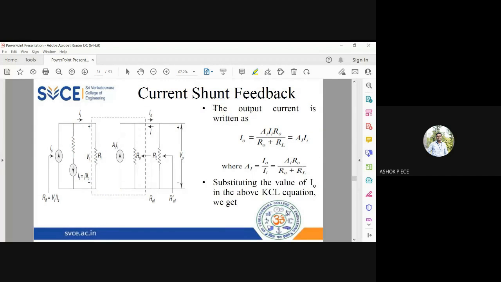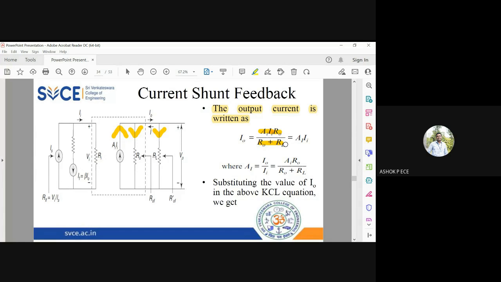For I naught, same way, using the current division technique on the output side, the total current is AI into II. It is getting split into 2. I naught is the current flowing through RL. So I naught equals the total current AI into II, into the opposite resistance. For finding the opposite resistance, what rule did I tell you? Hide the resistance across which we are finding the current. So I want to find I naught flowing through RL; assume that RL is not there. Whatever remains is your opposite resistance. So I naught equals AI into II into R naught divided by R naught plus RL.